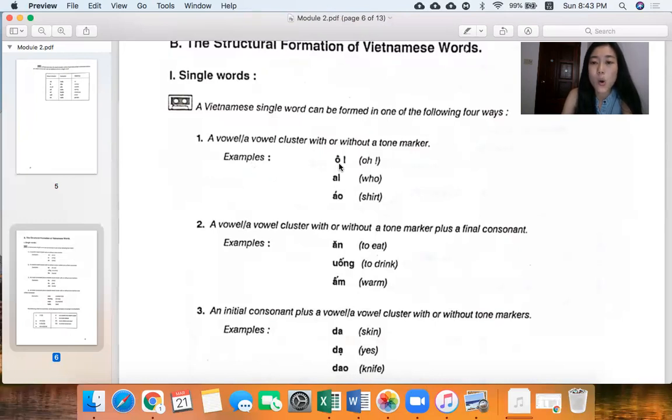Examples: o. The vowel here is e, o. I, a vowel cluster without a tone marker. Ow, ow is a vowel cluster with a tone marker, high rising.